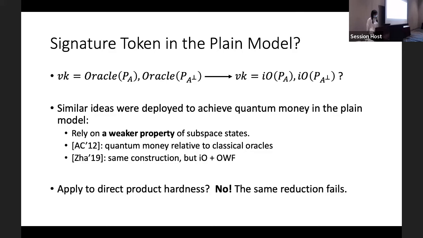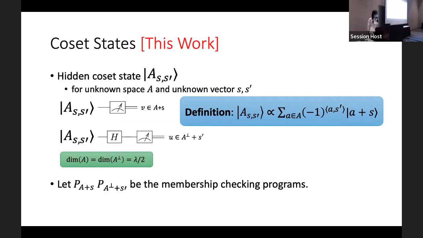To fix this gap, we put forward coset states. A coset state can be seen as a quantum one-time padded subspace state. We select two random strings S and S prime. We add S in the computational basis, and we add S prime to the state in the Hadamard basis. So now we get a state that's shifted by these two secret strings. And we still provide the membership checking programs. Now these are coset membership checking programs that are also shifted by S and S prime respectively.